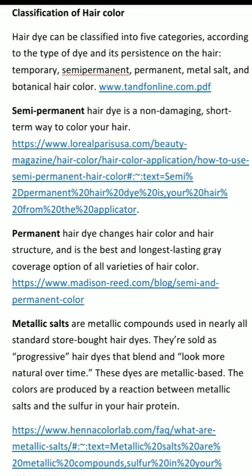So third is the metallic salts. Metallic compounds are used in nearly all standard store-bought hair dyes. They're sold as progressive hair dyes that blend and look more natural over time. These dyes are metallic based. The colors are produced by a reaction between metallic salts and sulfur in your hair protein, and magstay ni siya within 1 to 2 years. So, meron po ni siya kanang temporary rapod, pero mabot siya tuig.